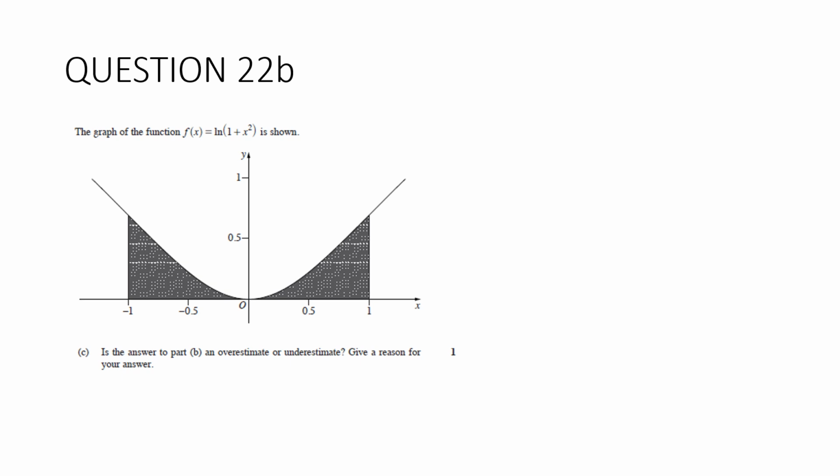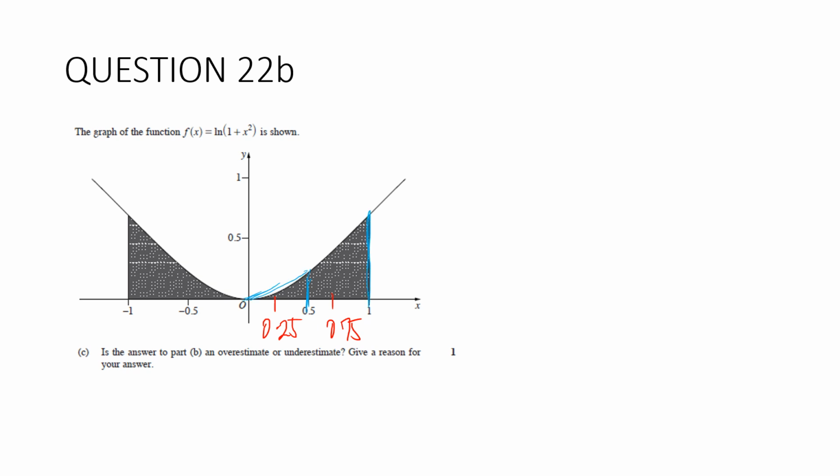And part C, is your answer to part B an overestimate or an underestimate? Give a reason for your answer. Now, because of its concavity, because it's concave up, it's going to be an overestimate. If you draw in all the 0.25s and the 0.75, you're barely going to see the difference on the graph. But if we just took 2 points, like the 0.5 and here, maybe we could see a difference. Yes, you could here, look.